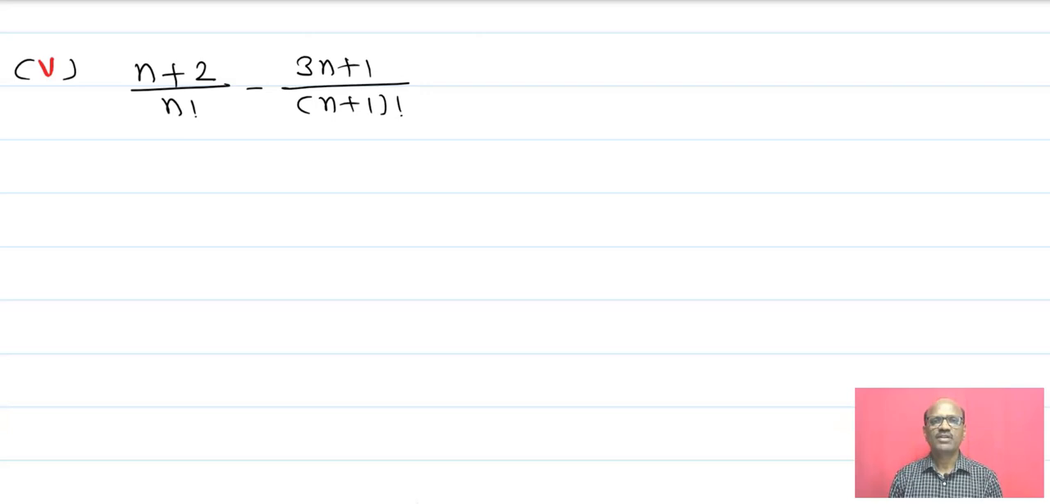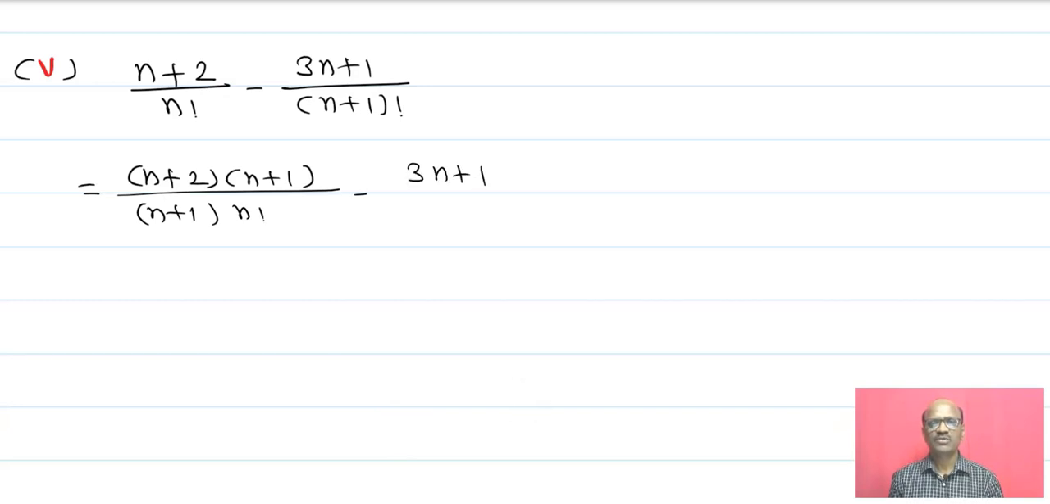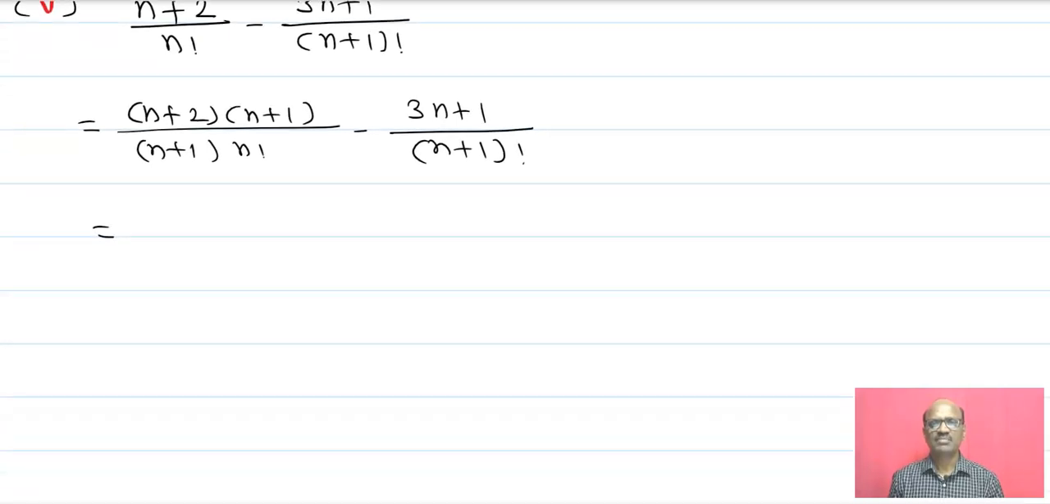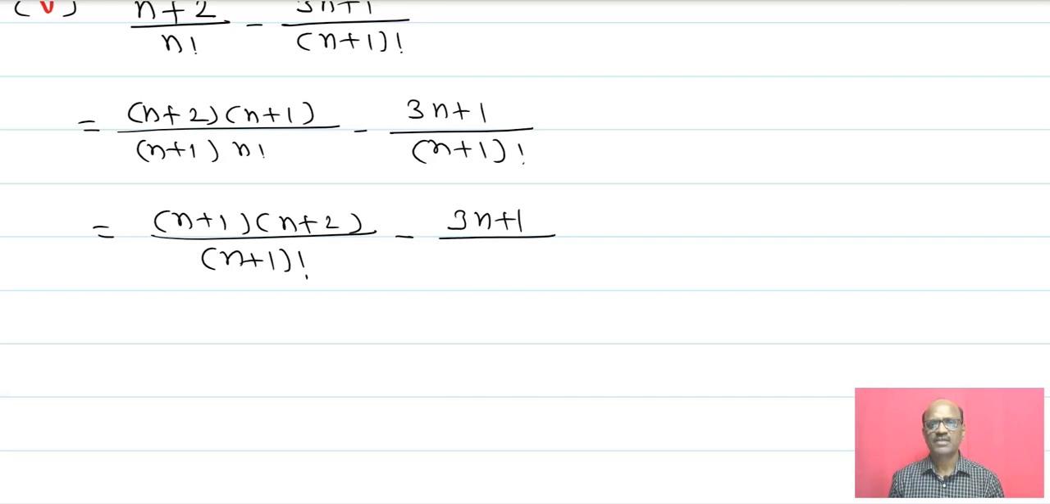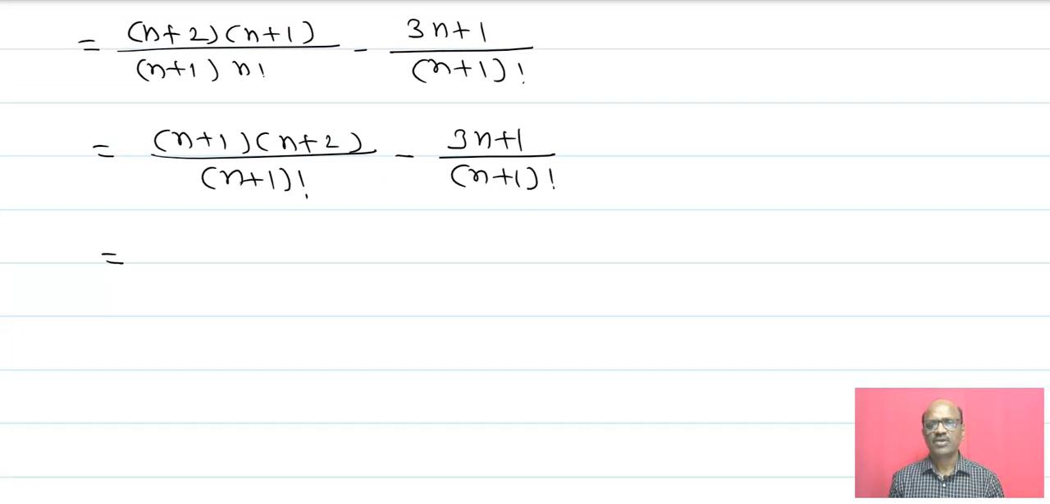(n+2)/n! − (3n+1)/(n+1)!. Now (n+2)(n+1)/((n+1)·n!) − (3n+1)/(n+1)!. Therefore (n+1)(n+2)/(n+1)! − (3n+1)/(n+1)!.